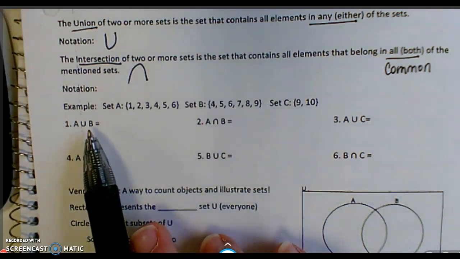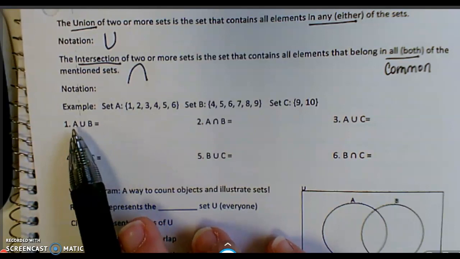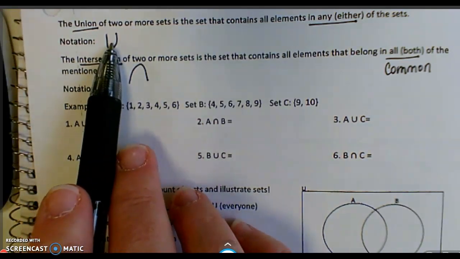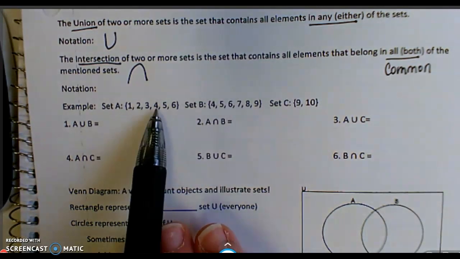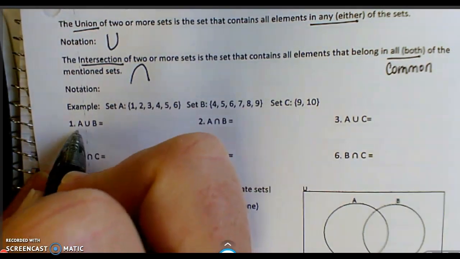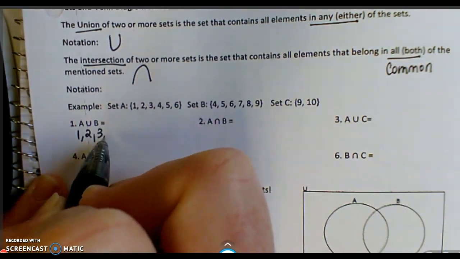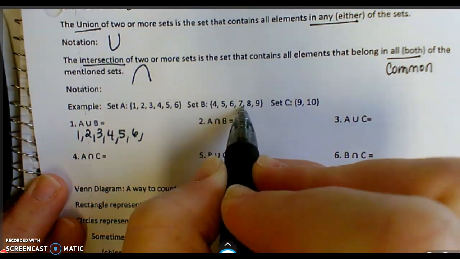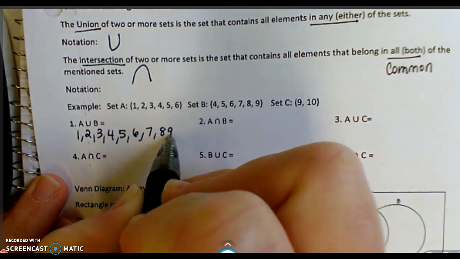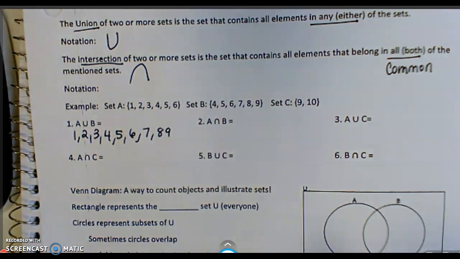And first of all, it says we want to find the union of A and B. Okay, remember the union is anything in either set. So you're just putting all of these things together, and you do not need to repeat anything. So 4, 5, and 6 I'm not going to repeat, but then 7, 8, and 9. So I'm just putting everything from both sets, and then that's the answer for number 1.